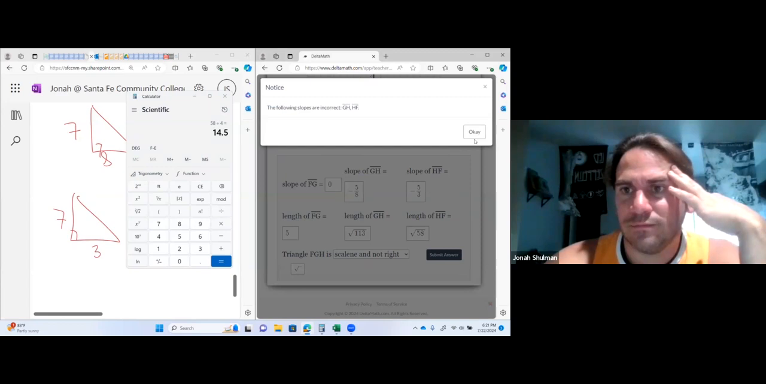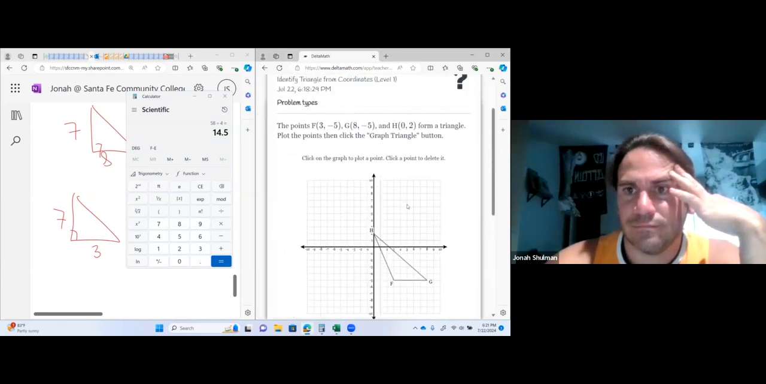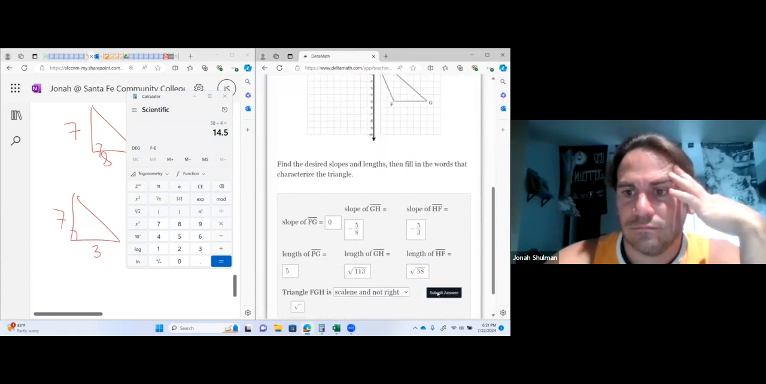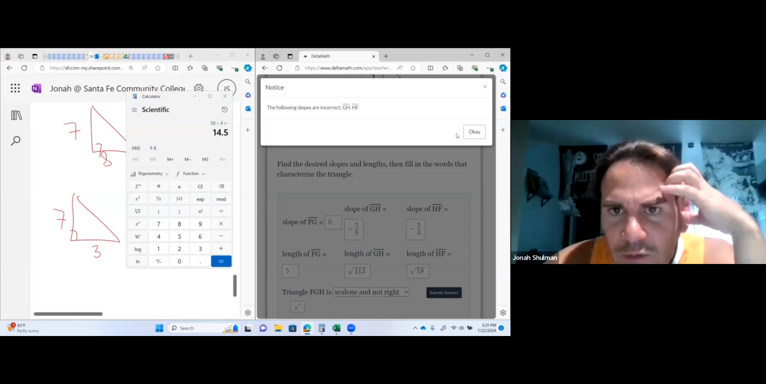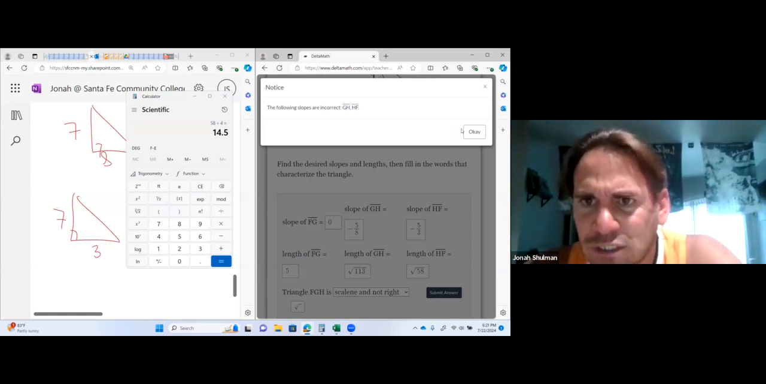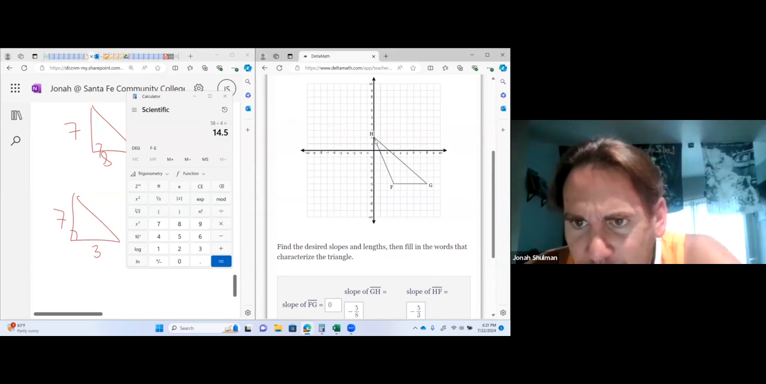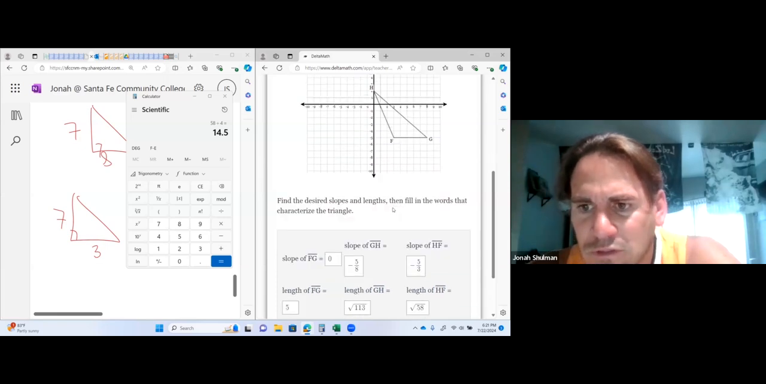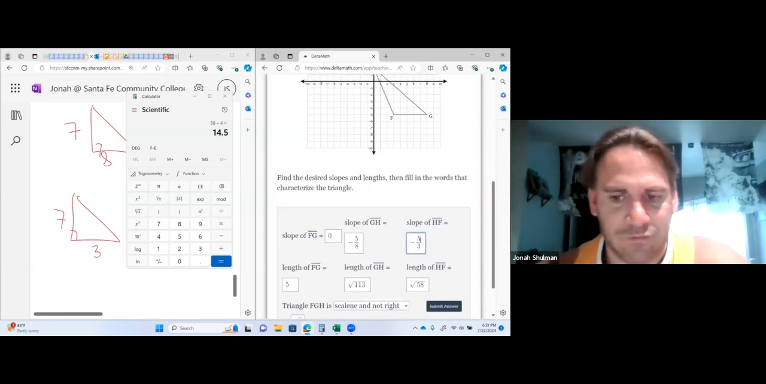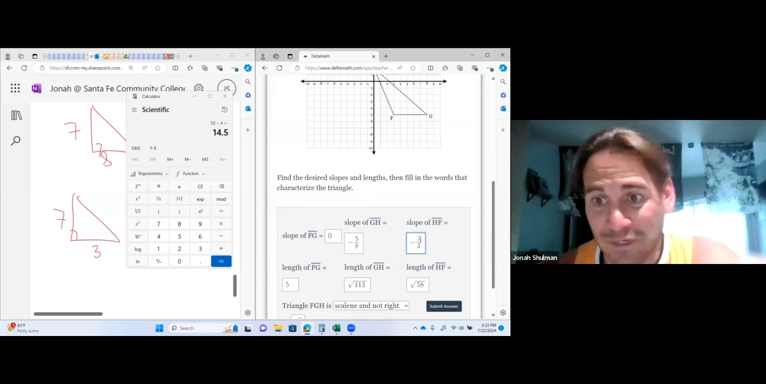Scaling and not right. The following slopes are incorrect for GH and HF. Gotta be kidding me. All right, so we go down 1. Let's do HF. 1, 2, 3, 4, 5, 6, 7. 1, 2, 3. So it's -7/3. That's not what I have. So down 7/3. I don't know what I did wrong.